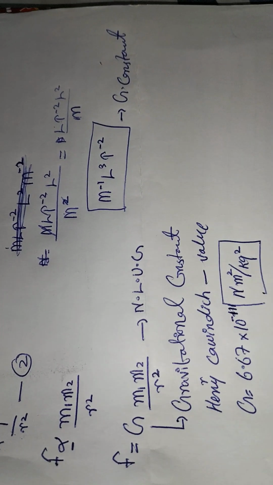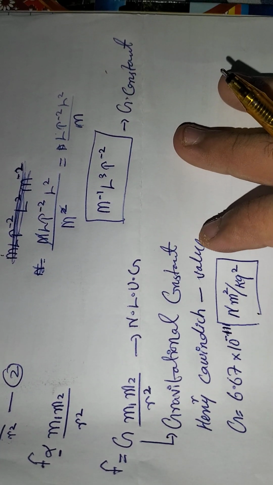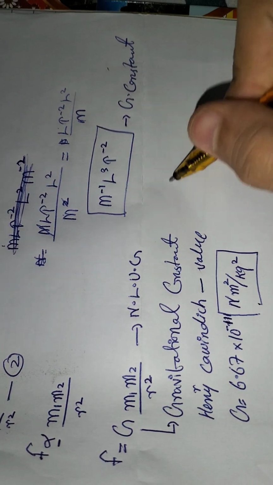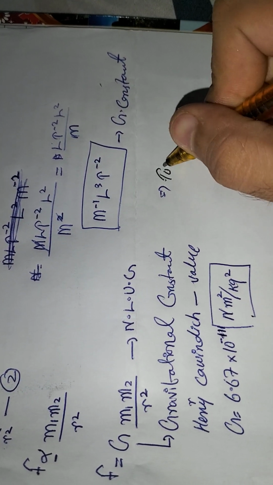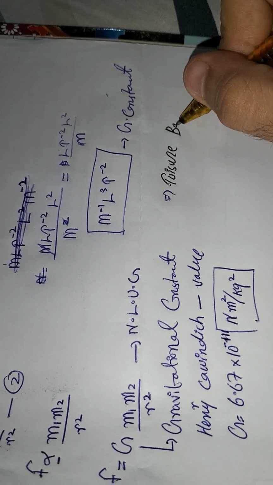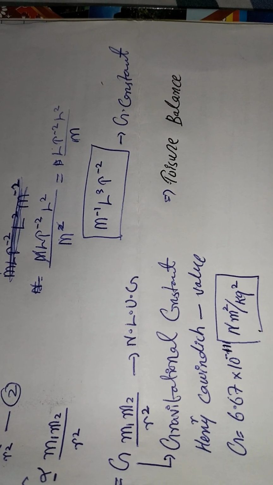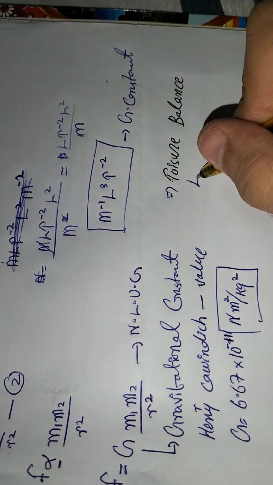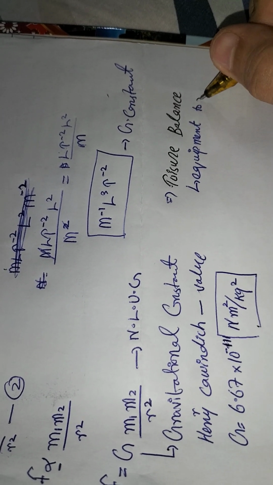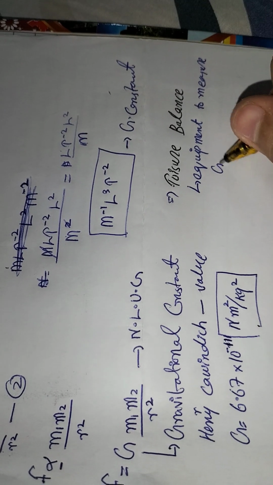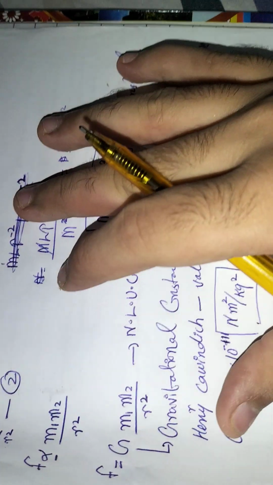The value of the gravitational constant was given by the Cambridge scientist Henry Cavendish, through the Torsion balance. It tells us about the equipment by which we can measure the gravitational constant.